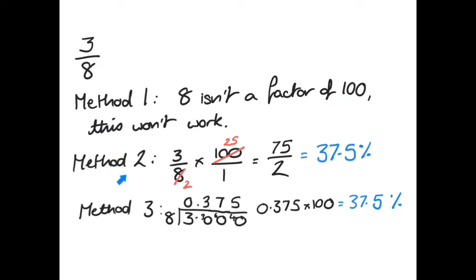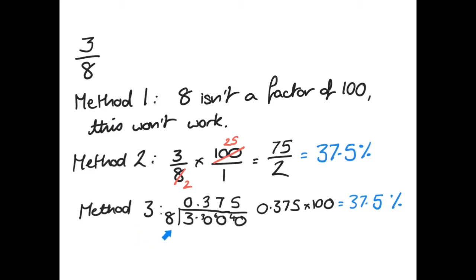So method 2, I'm going to multiply the fraction by 100. Again, the 8 and the 100 will cancel down. They both divide by 4. 8 divided by 4 is 2. 100 divided by 4 is 25. 3 times 25 is 75. 2 multiplied by 1 is 2. 75 divided by 2, 37.5, 37.5%.